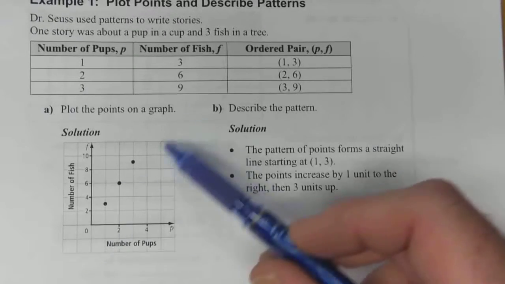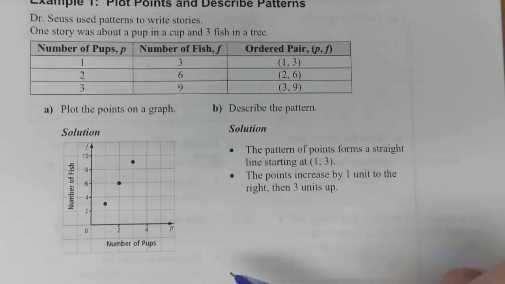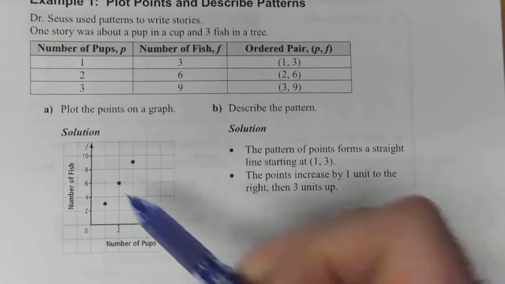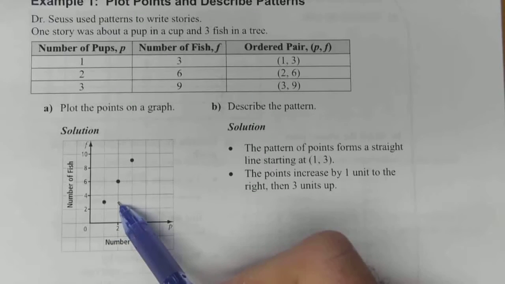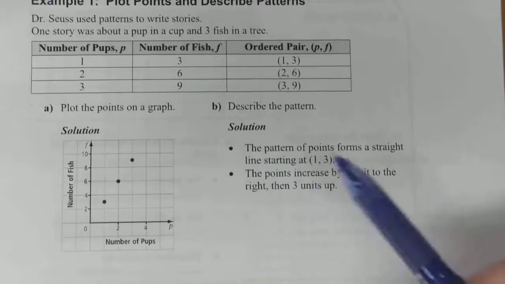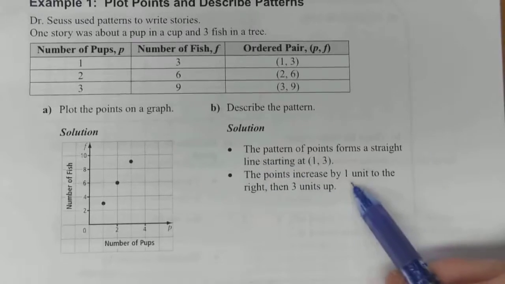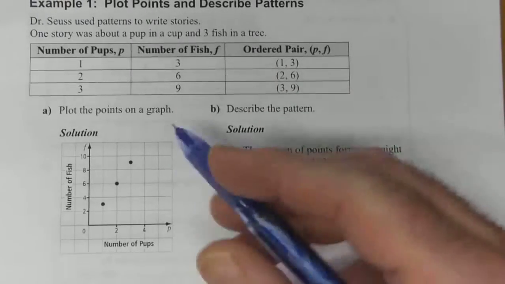So you need to be able to recognize those patterns. If you're forming a straight line, what is the difference moving to the right from one point to the next, and then what is the difference moving up from one point to the next? So in this case, you're moving 1 unit to the right and 3 units up.